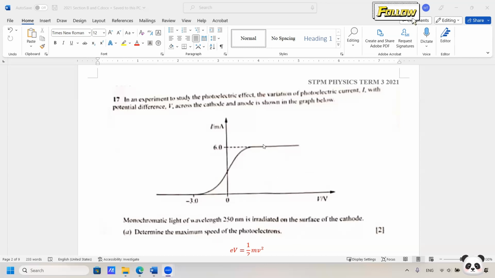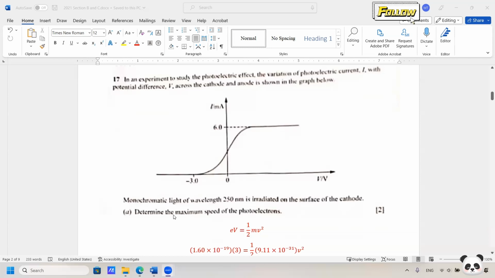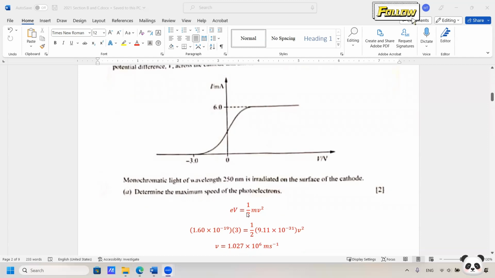Like I mentioned before in one of my videos, we have two things to know. First is the stopping potential, which is the reverse potential needed to stop the electron with the highest kinetic energy. To determine the maximum speed of the photoelectron, we can refer to the theory of the stopping potential, that eV equals half mv squared, where the potential difference here is the reverse potential in the graph, the x-intercept value.